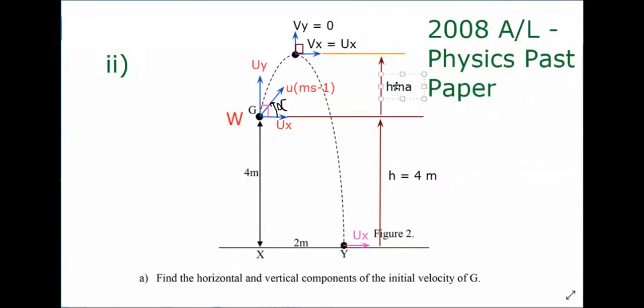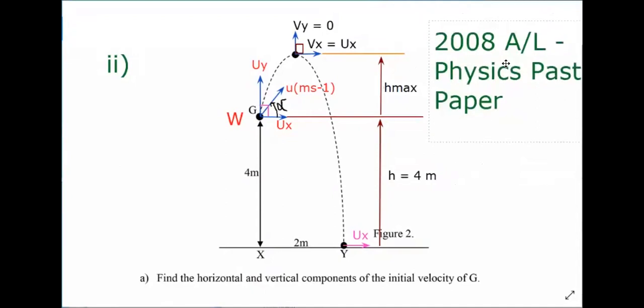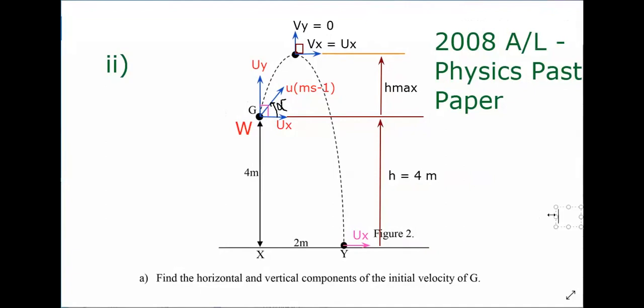So this is h max. H max is the maximum height reached by the particle. Right. Now everything is perfect, right? So the particle starts motion at W and ends the motion at Y. So here I have to use another letter for that point. Let me take that point as W dash. So W dash is the maximum height reached by the particle.